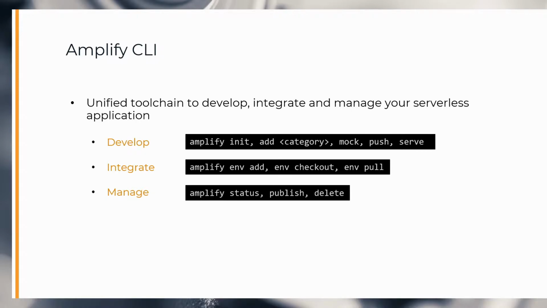The Amplify CLI is the workhorse of the framework, so this is what you use to bootstrap your project using Amplify Init. You'll use things like Amplify Add and the category, such as Amplify Add Storage or Amplify Add API. We can do local mocking of those services before we push them into our backend environments. In order to manage those environments, we use things like Amplify Env Add, which can add a number of backend environments. And then using Amplify Env Checkout and Amplify Env Pull, we can manage the lifecycle of those environments.